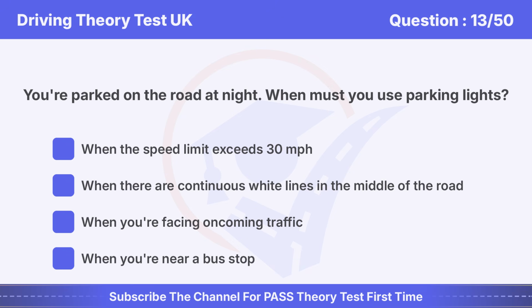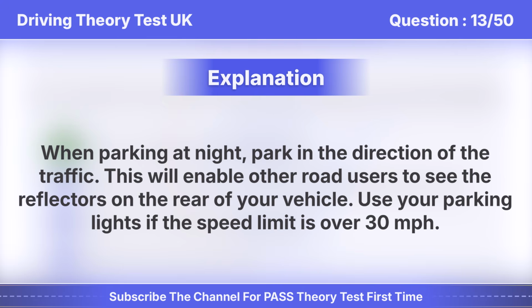Question 13. You're parked on the road at night. When must you use parking lights? Answer is A. When the speed limit exceeds 30 miles per hour. When parking at night, park in the direction of the traffic. This will enable other road users to see the reflectors on the rear of your vehicle. Use your parking lights if the speed limit is over 30 miles per hour.